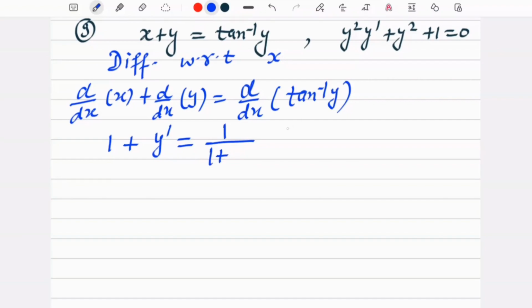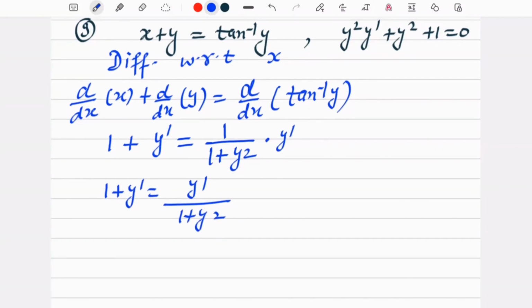It is 1 upon 1 plus y square, and then into the derivative of y, which is dy by dx, that is y dash. Yes, sir. So it will be 1 plus y dash is equal to y dash over 1 plus y square. Yes or no? Then we can get the answer.